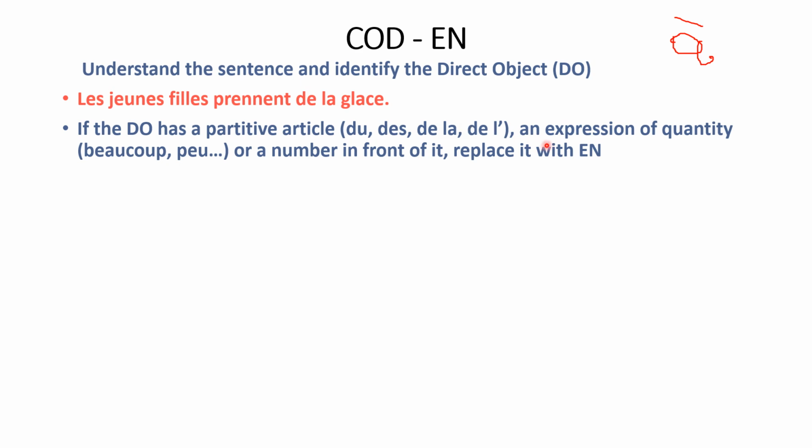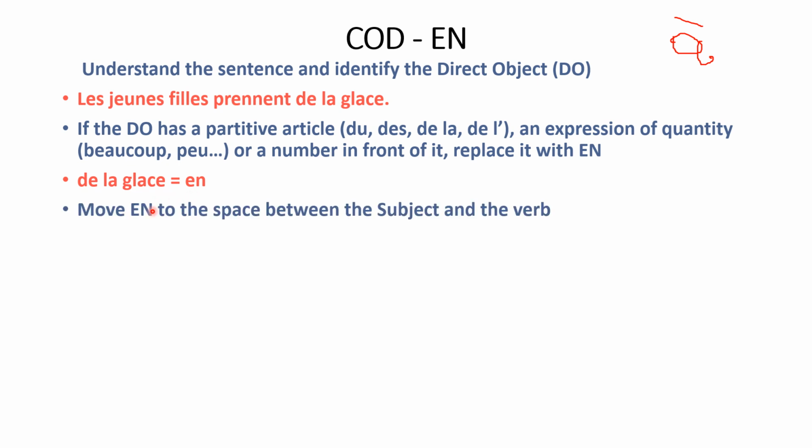Not only partitive articles, remember, any expression of quantity, I've given you 2 here, or a number, or an indefinite article, replace it with the en. So over here you have subject, verb, this is your object. Your object has a partitive article in front of it. You're going to replace it with en. So de la glace is replaced by en.